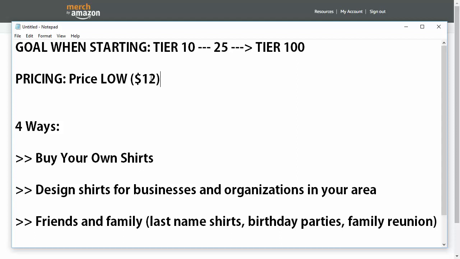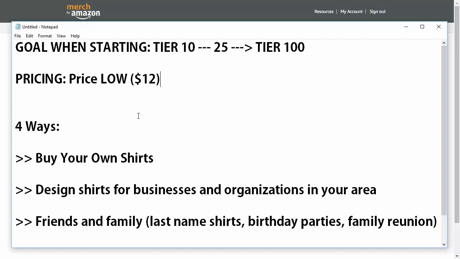So hopefully one of the 10 designs that you upload in tier 10 will sell at a $12 price point. And remember, a lot of people have Amazon Prime, and these are all Prime eligible, so they're going to get free shipping. So it's going to cost them 12 bucks. That's super, super cheap, and hopefully you get a few organic sales that way.